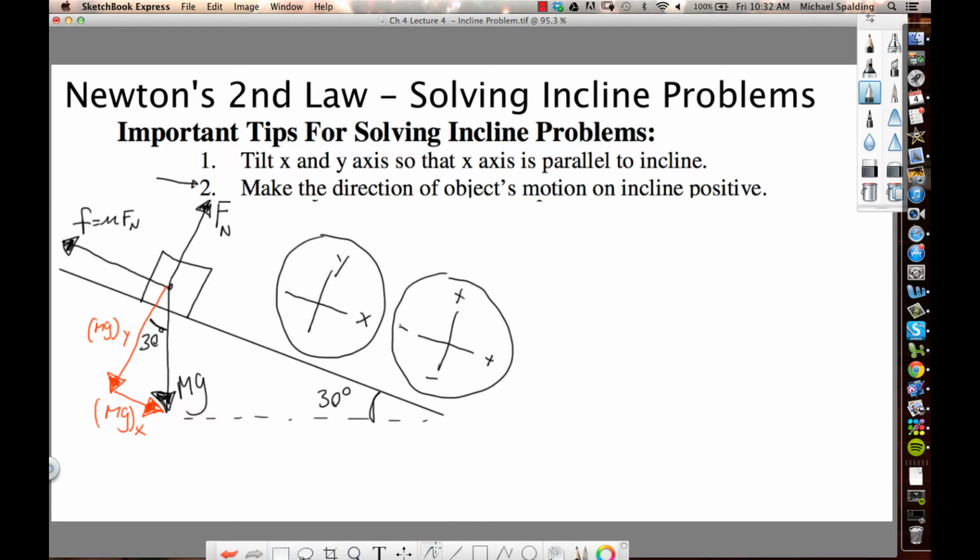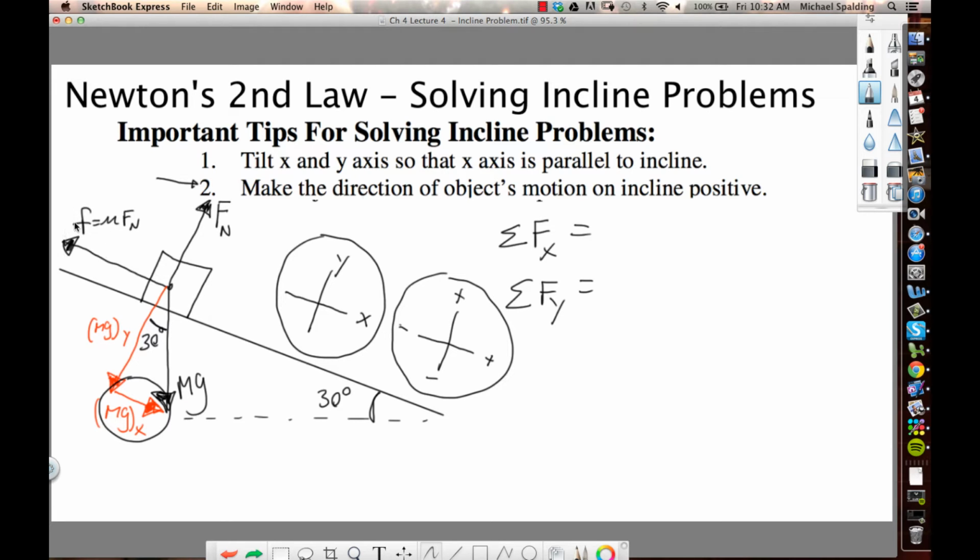Okay, so summing forces X. So any questions so far? Okay, so we're summing forces X, summing forces Y. How many forces are in the X direction? And remember, the x direction is the incline. This is the x. How many forces are in the x direction? 2. What are they? mgx and friction. Those are the 2 x forces.